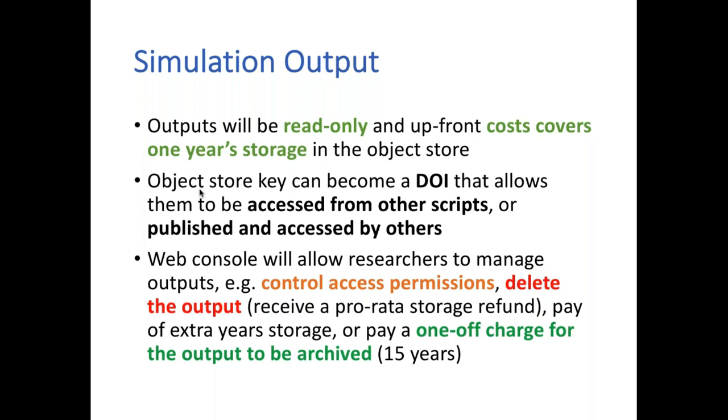The key into the object store is effectively a document object identifier and will be converted into a DOI, enabling you to reaccess that data from other scripts or to publish it and make it accessible by others.